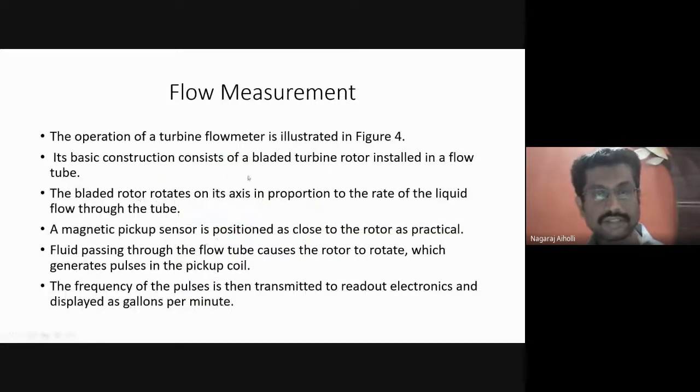The basic construction is a bladed turbine rotor, which is installed in the flow tube. It rotates on its axis in proportion to the rate of the liquid flow through the tube. In proportion to the flow of the liquid, the rotor blade of the turbine rotates. A magnetic pickup sensor is positioned as close to the rotor as practical. This is the rotating portion.